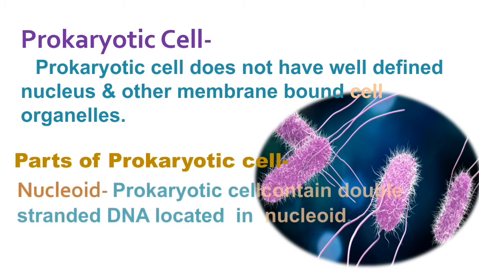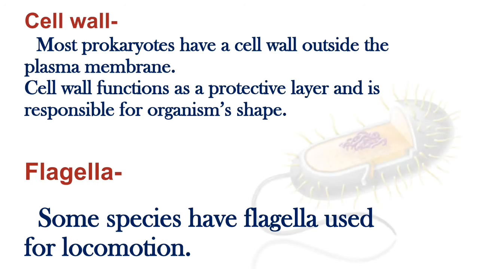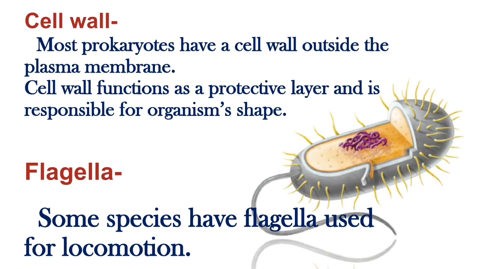Parts of prokaryotic cell. Nucleoid. Prokaryotic cell contains double-strand DNA located in the nucleoid. Cell wall. Most prokaryotes have a cell wall outside the plasma membrane. Cell wall functions as a protective layer and is responsible for the organism's shape. Flagella. Some species have flagella used for locomotion.